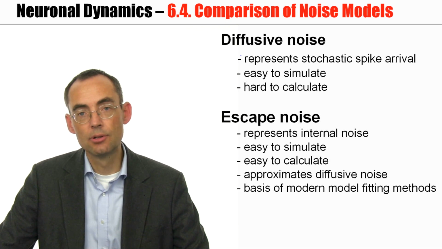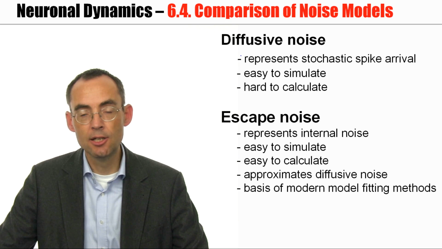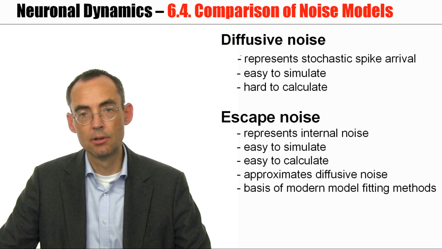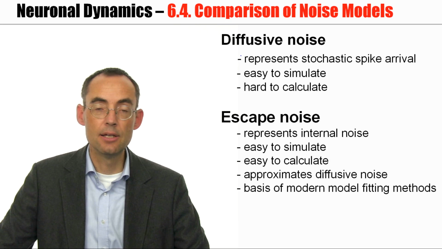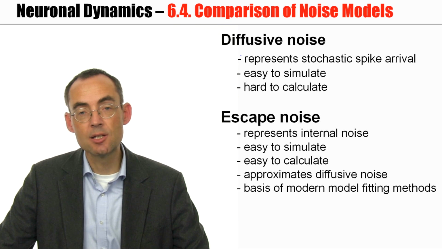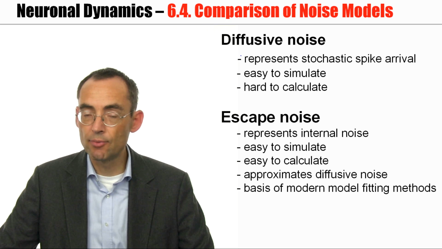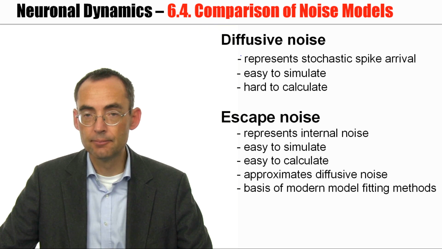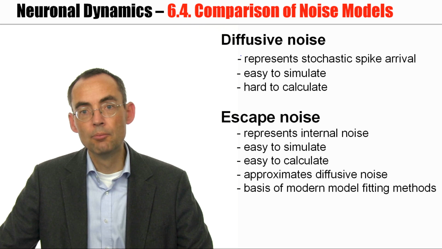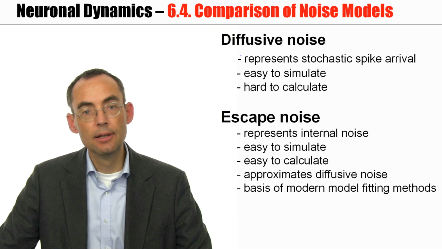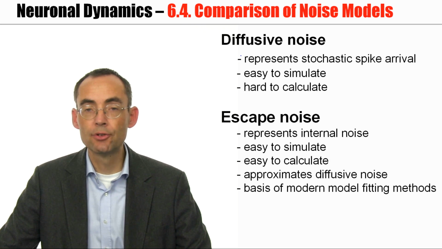The advantage of being able to write down the interspike interval distribution and hence likelihoods is that we can use this as a basis for neuron model optimization. And that's what we'll do next week. But before we go there, let's have a look at some problems of neural coding.